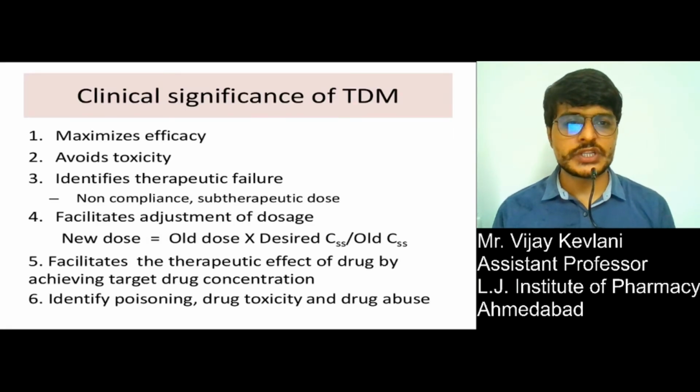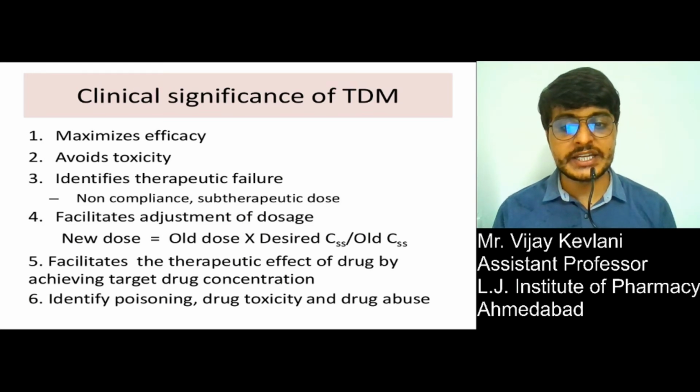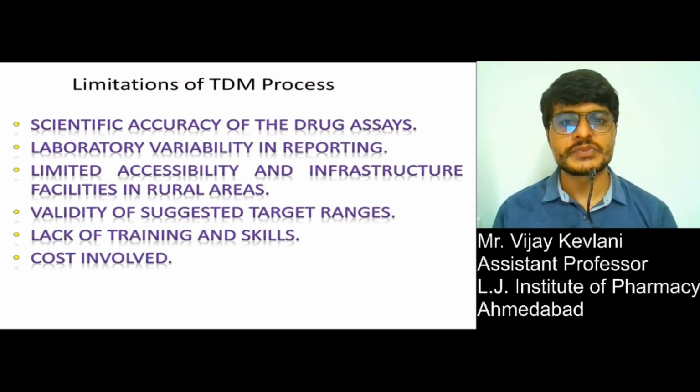Clinical significance of therapeutic drug monitoring. So very first is maximize efficacy. Second, avoid toxicity. Third, identifies therapeutic failure. Fourth, facilitates adjustment of dose. Fifth, facilitates the therapeutic effect of drug by achieving target drug concentration. Sixth, identify poisoning, drug toxicity, and drug abuse.